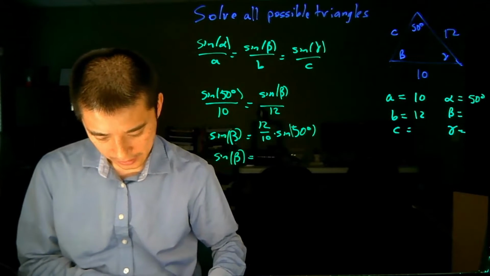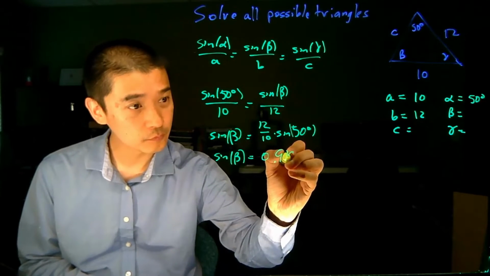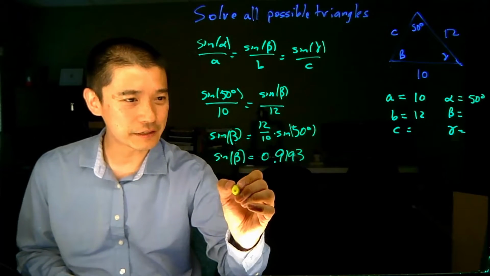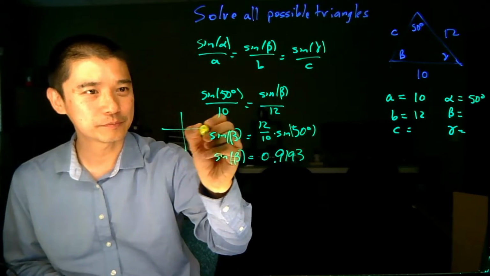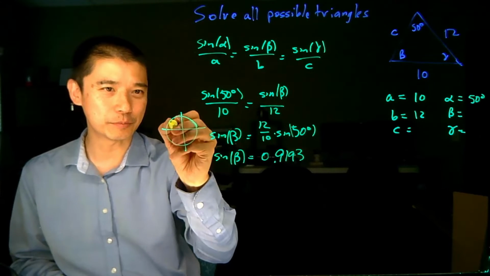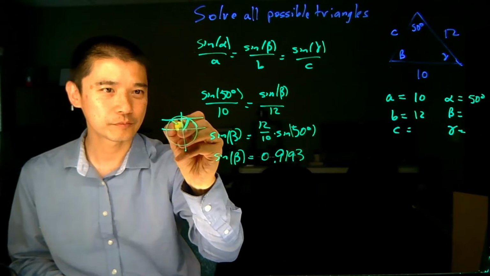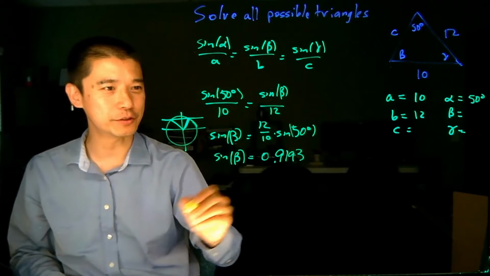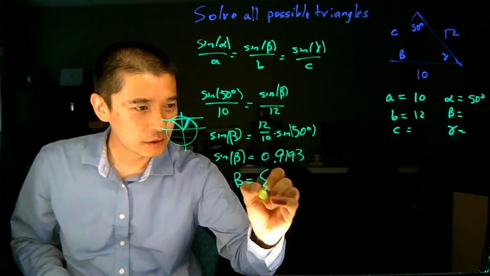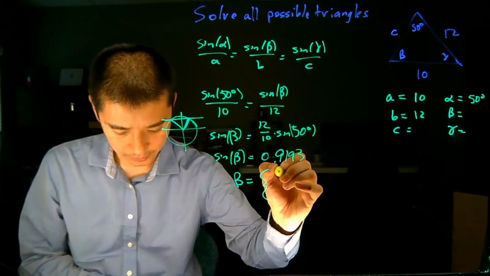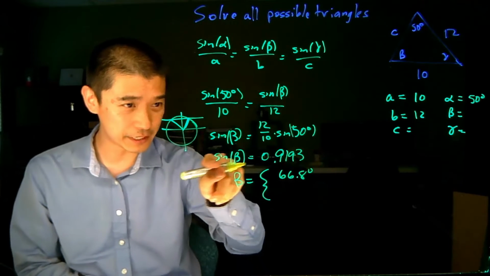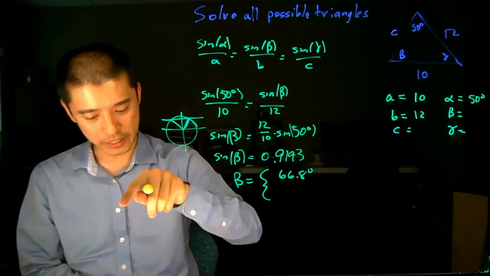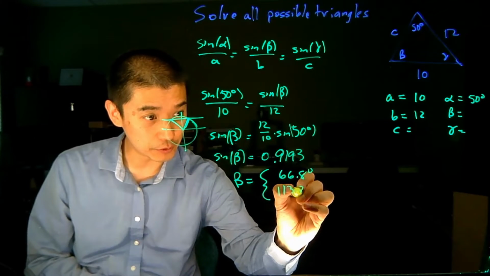Now, just as before, at this point we have to plug it into a calculator. Sine of beta is equal to 0.9193. Calculate the inverse sine of this. Oh, before we do that, let's draw our unit circle picture. So sine is equal to a positive value, and we can see that we have solutions in quadrants 1 and quadrant 2. So beta is equal to 66.8 degrees. So that's if we take the inverse sine of this. And then to get the angle in the second quadrant, we have to do 180 minus that quantity, which is 113.2 degrees.